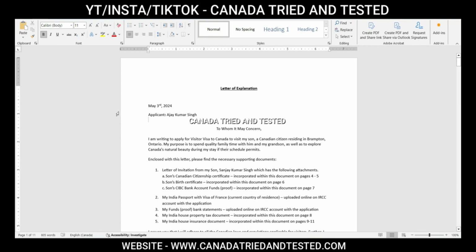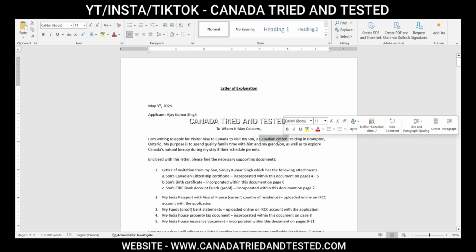So this letter of explanation has the date when it is written, and then the applicant's name. Here the applicant is the parent. The parent is writing this application to whomever it may concern. "I'm writing to apply for a visitor visa to Canada to visit my son." Whom is he visiting? That is mentioned: a Canadian citizen residing in Brampton. The residency status is mentioned.